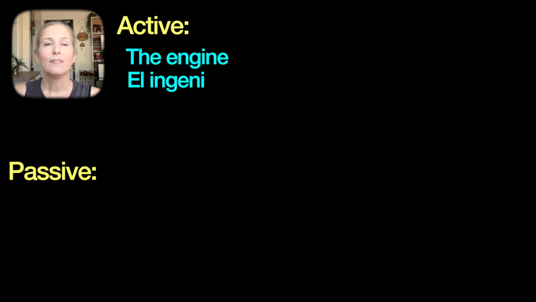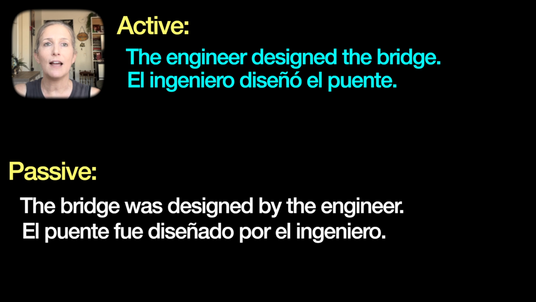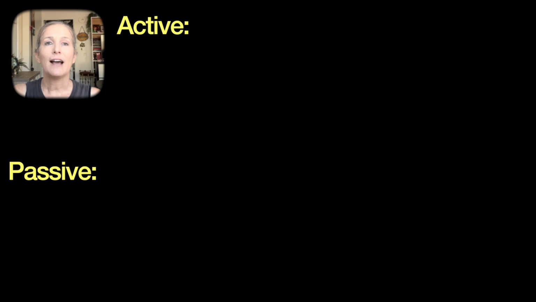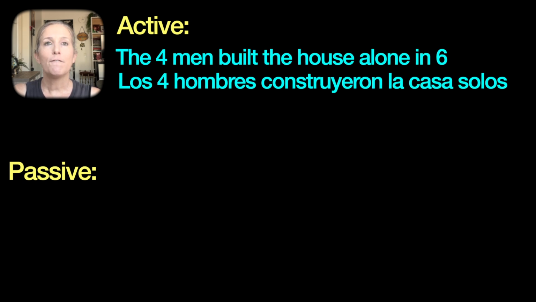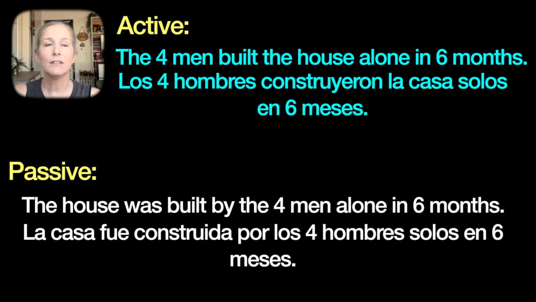Active. The engineer designed the bridge. Passive. The bridge was designed by the engineer. Active. The 4 men built the house alone in 6 months. Passive. The house was built by the 4 men alone in 6 months.